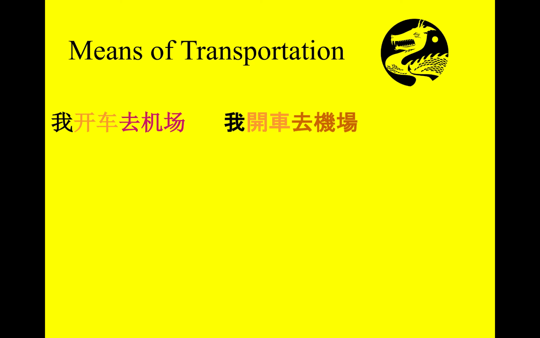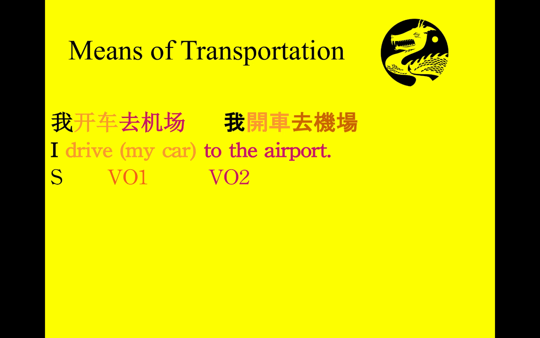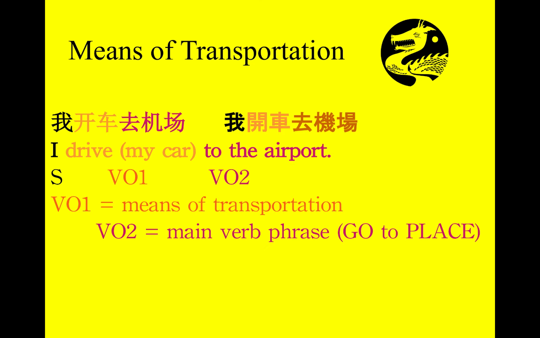Talking about means of transportation in Chinese, we use the following pattern. Subject, verb object number 1, verb object number 2. For example, 我开车去机场. In this example, as in all examples of means of transportation sentences, verb object number 1 is the means of transportation itself. Verb object number 2 is the main verb phrase, and it usually will be to go to a place. So in most cases, the first verb of verb object number 2 will be 去, and the object will be an actual location.